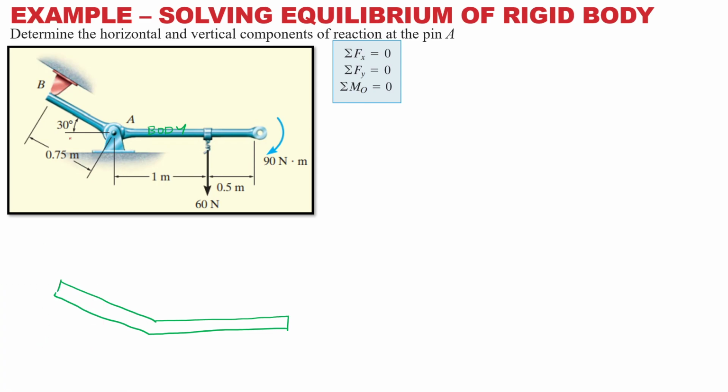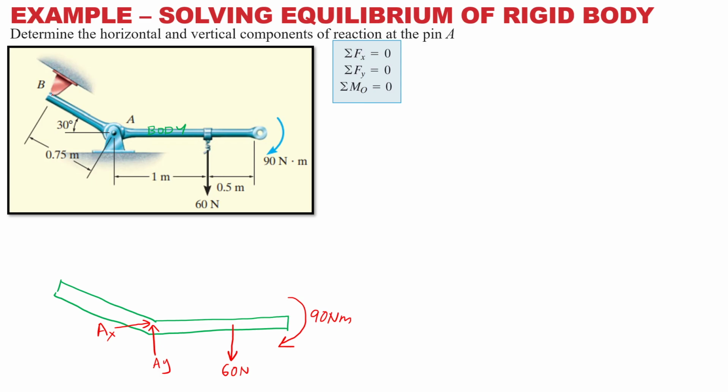Your body has got some forces on it. Number one, it's got this one, 60 Newton. Then it has a moment in the negative direction, 90 Newton meter. And over here, this is a pin joint at A. So A is going to have two reaction forces, AY and AX. I draw AX from the left to the right, the arrow going to the right. I assume first.